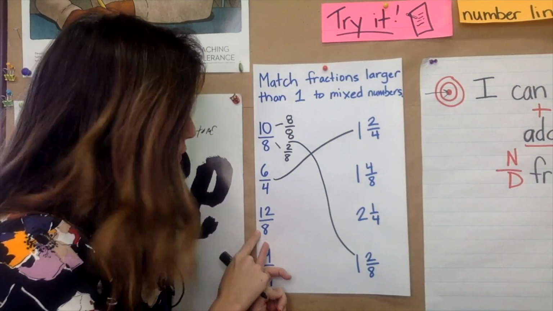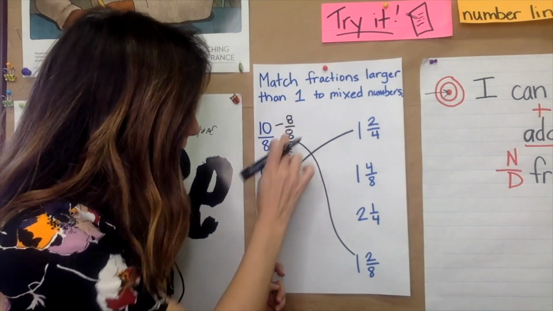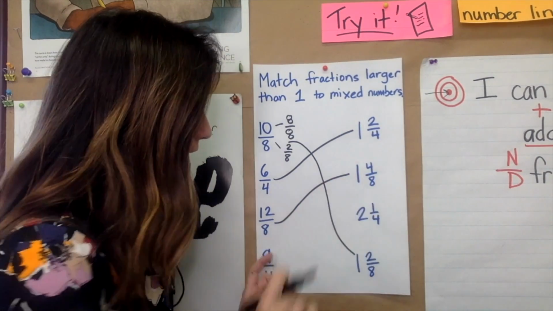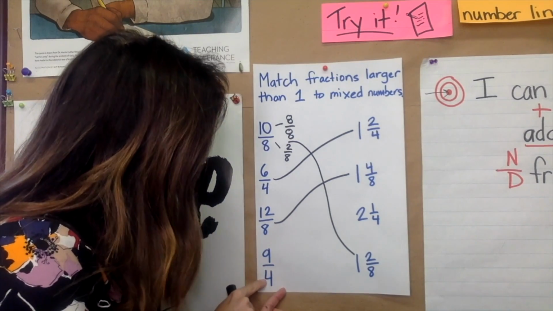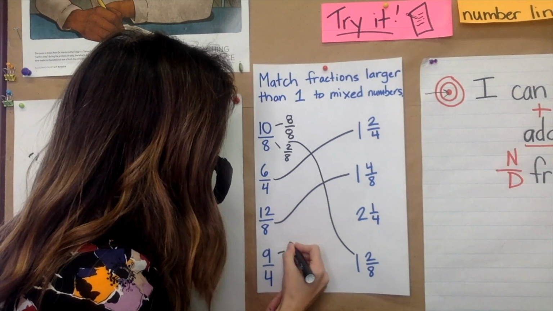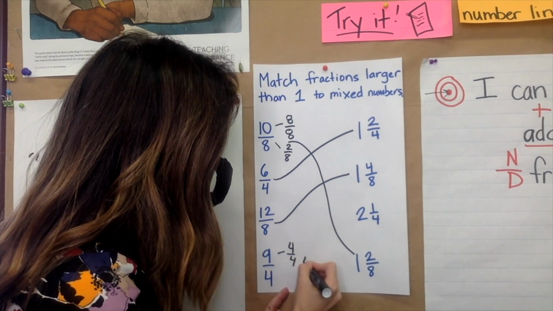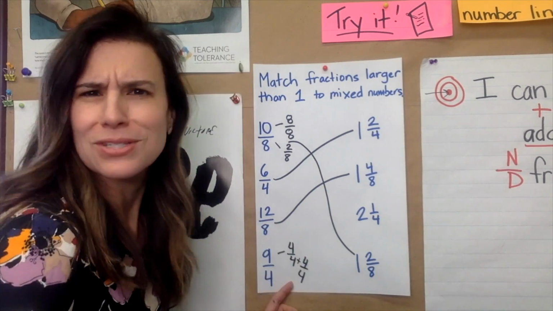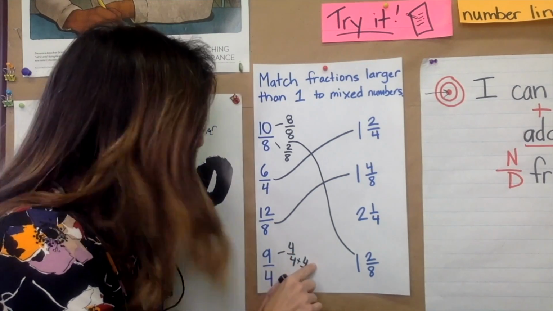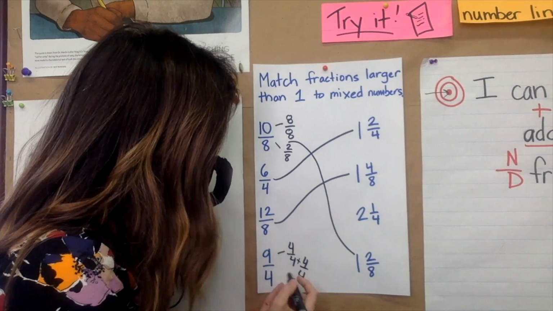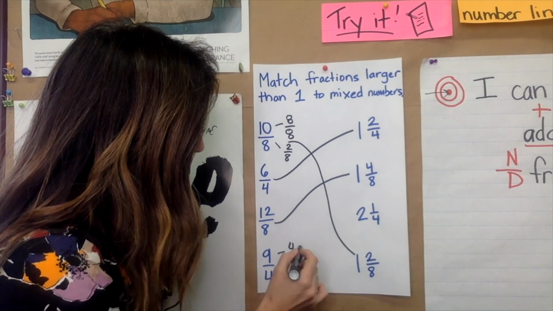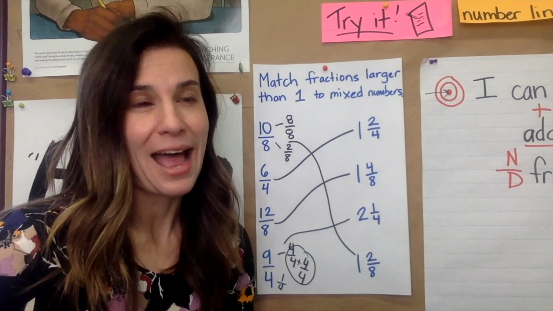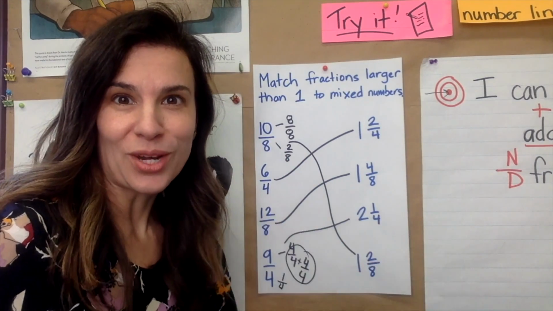Okay, 12/8. If I decompose it into 8/8, then there'll be 4/8 remaining. So 1 4/8. Last one, let's make sure we got it. 9/4. Decompose that. I could have 4/4, but I can have another 4/4. 4/4 and 4/4 is 2 wholes. That's 8/4, and then I would have 1/4 remaining. So that's 2 1/4. Great job on figuring it out today to match those fractions larger than 1 with mixed numbers.